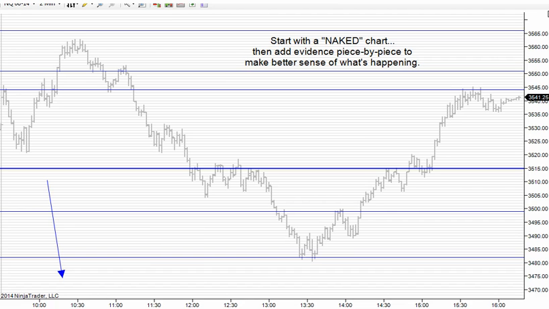I thought what I would do today is just have a look at the Nasdaq market. This would work on literally any market, but I had someone asking me about the Nasdaq, so I thought I would do it with this. Basically, just start with a plain or naked price chart, and then add evidence piece by piece to help you understand what each piece of evidence is telling you and how it can help you make better sense of the market.